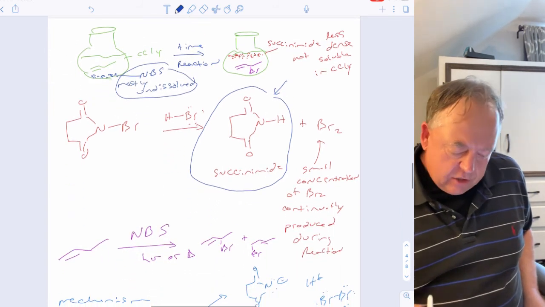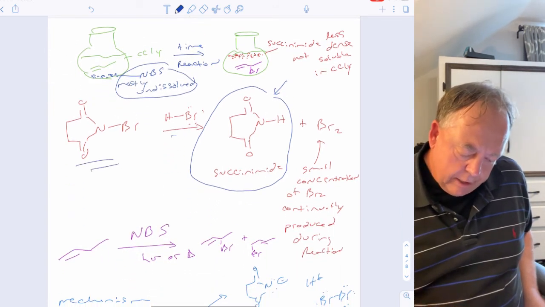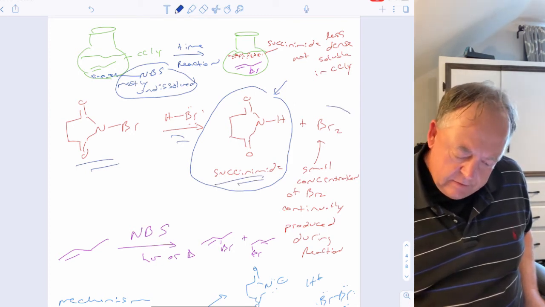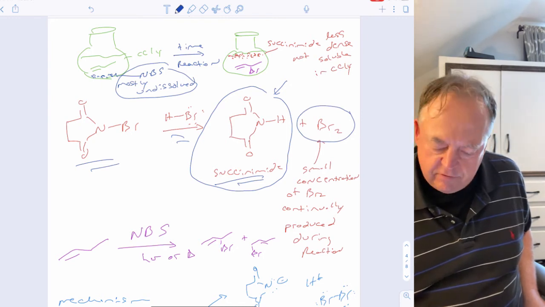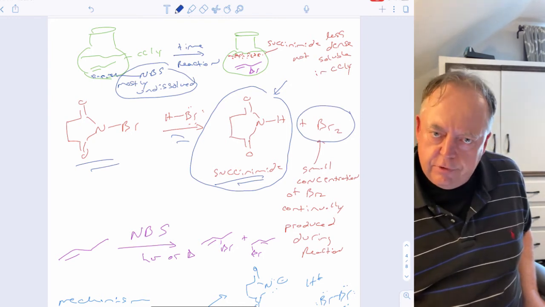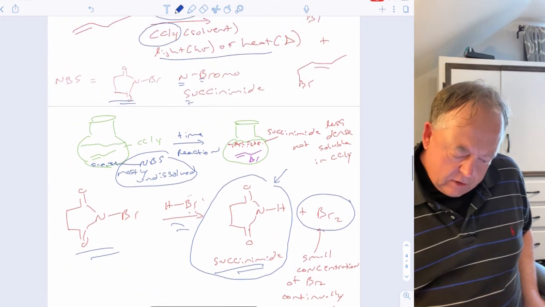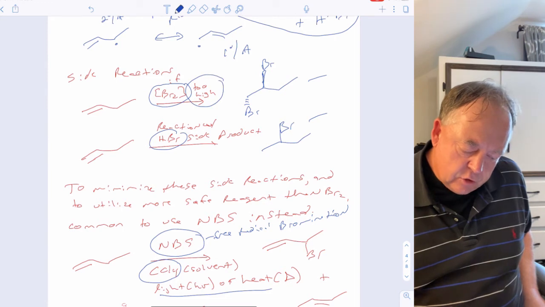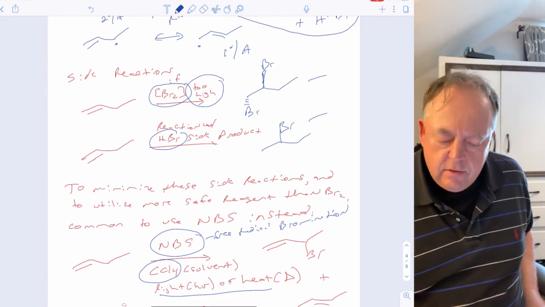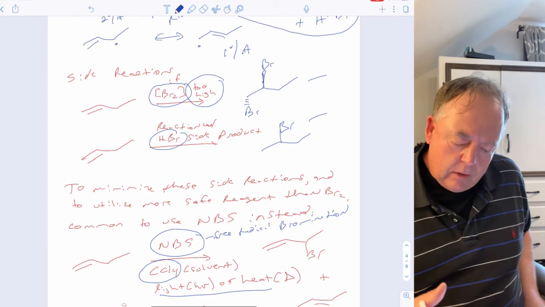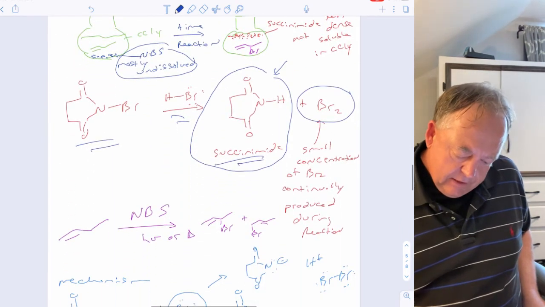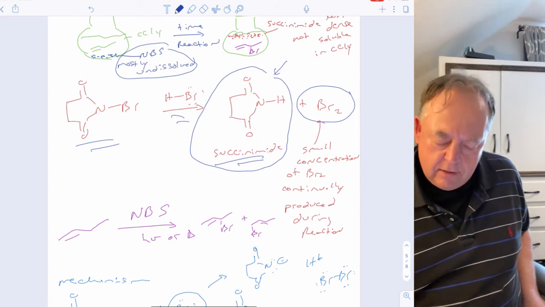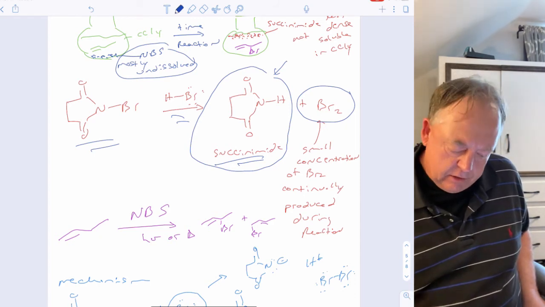Okay, so how does this reaction work? NBS reacts with HBr to make succinimide, a side product in the reaction, but it makes a very small concentration of Br2 that's continually produced during the reaction. So you don't have to worry about Br2 being in high concentration, because if it's in high concentration, then you can do the Br-Br addition across a double bond, and we want to minimize that. So it just produces a small local concentration of Br2, and as soon as the Br2 forms, it reacts in a free radical bromination.